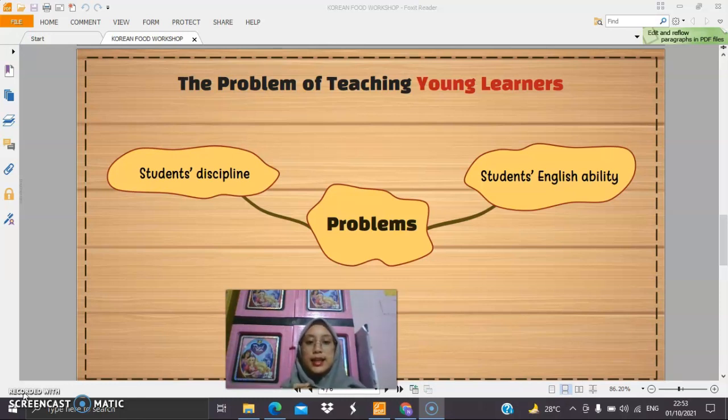And the second is students' English ability. Having students who have different English ability in a classroom is another problem faced by the teachers. Moreover, English is used as a daily language, and all students have to speak English all the time at school. When students do not have good English ability, they will be less confident and prefer to have little communication with their friends or even keep silent.